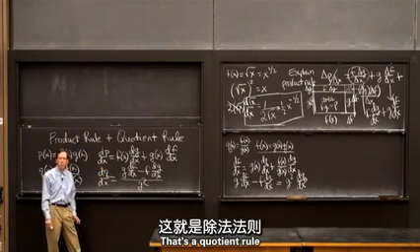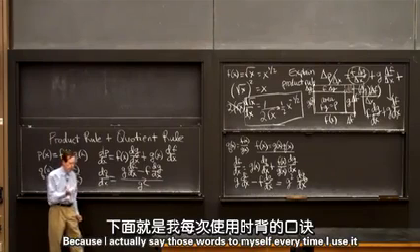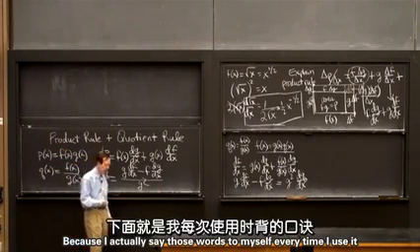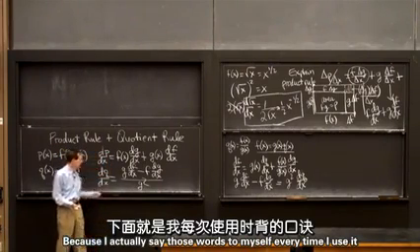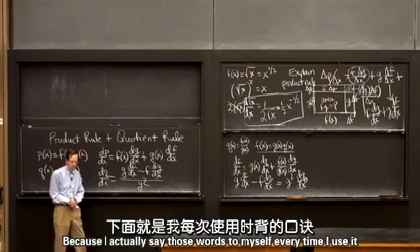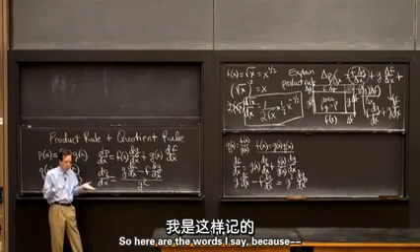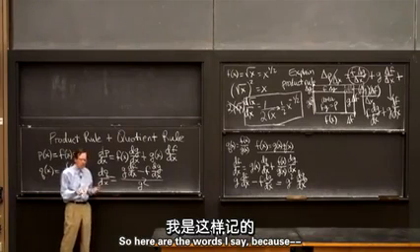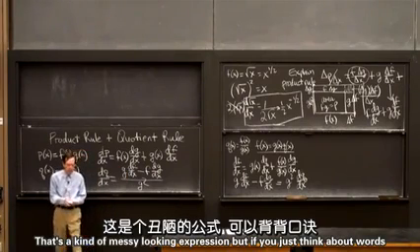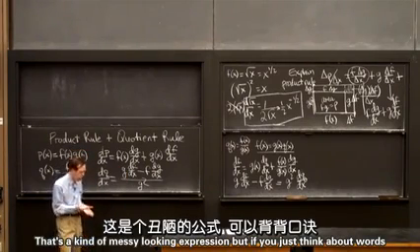That's the quotient rule. Can I say it in words? Because I actually say those words to myself every time I use it. So here are the words I say. That's a kind of messy-looking expression, but if you just think about words.